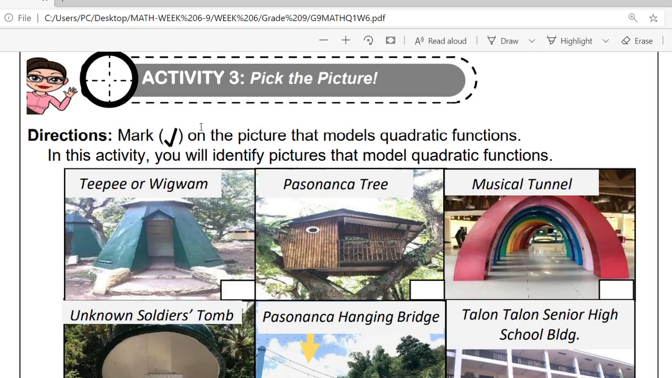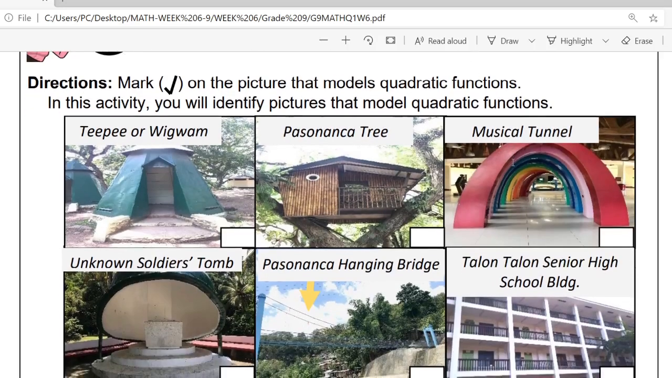You're going to mark check on the picture that models quadratic function. In this activity, you will identify pictures that model quadratic functions. You just put a check there on the pictures which you think model quadratic functions. Does this one model a quadratic function? This one, doesn't it model a quadratic function? Just put a check on the box.